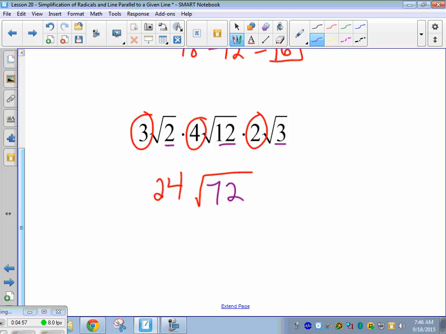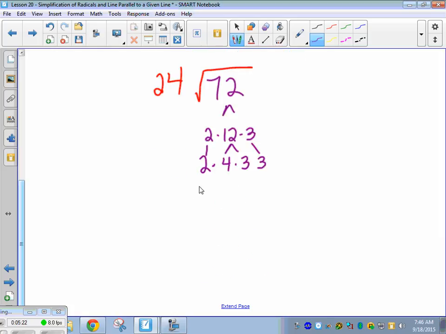Okay, we have to simplify, always. We always have to simplify. So 72, we could look for a perfect square number that goes into 72, or we could just break it down like we just did, right? This is 2 times 12 times 3. However you want to do it. So 2's already here. 12 would be 4 times 3. I'm going to go all the way down, you guys, to prime numbers. I'm going to factor it all the way down.